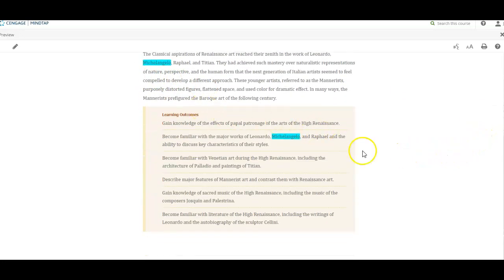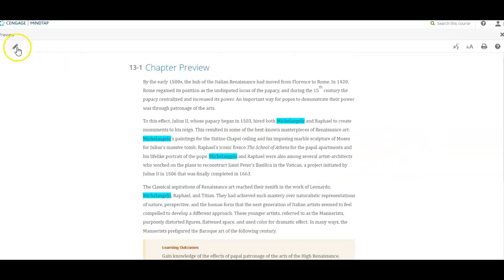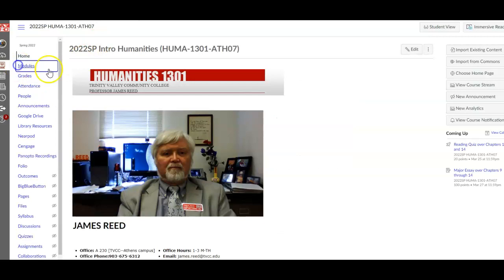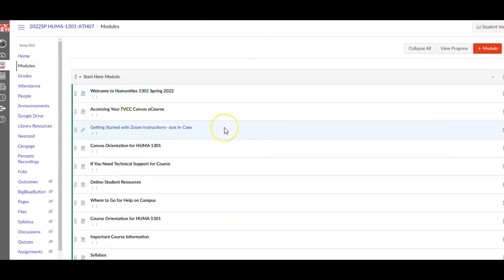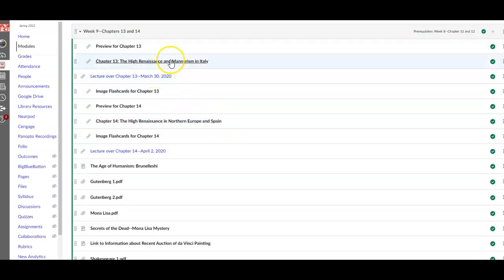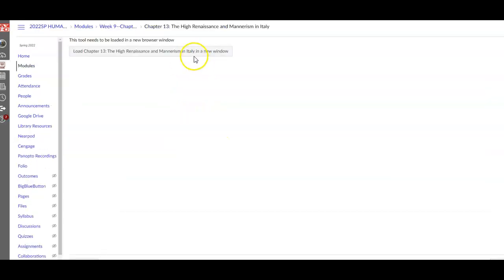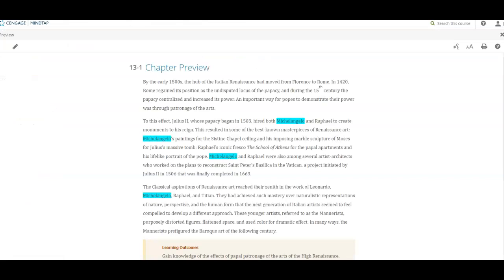Here we go. Maybe we can get this to work. Okay, good deal. So again, Michelangelo's offered. That's in the preview. Now we want to move on through chapter 13. So let me go back to our course, get to the module and reload chapter 13 very quickly. As you probably found out, it gets a little interesting at times trying to get these to show up. Cengage doesn't always cooperate. For some reason, chapter 13 is not calling up.